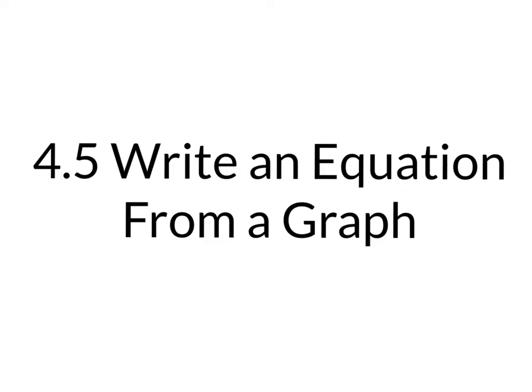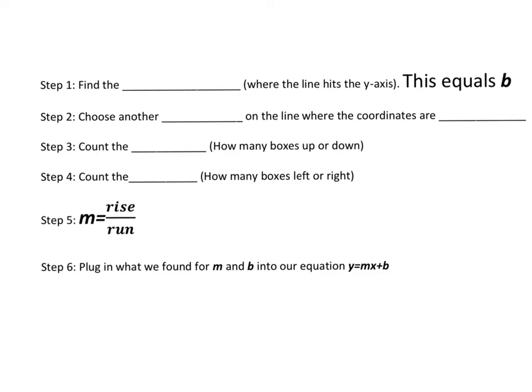Today we're going to talk about how to write an equation from a graph. Step 1 is to find the y-intercept. That's where the line hits the y-axis. This also equals b in our equation.